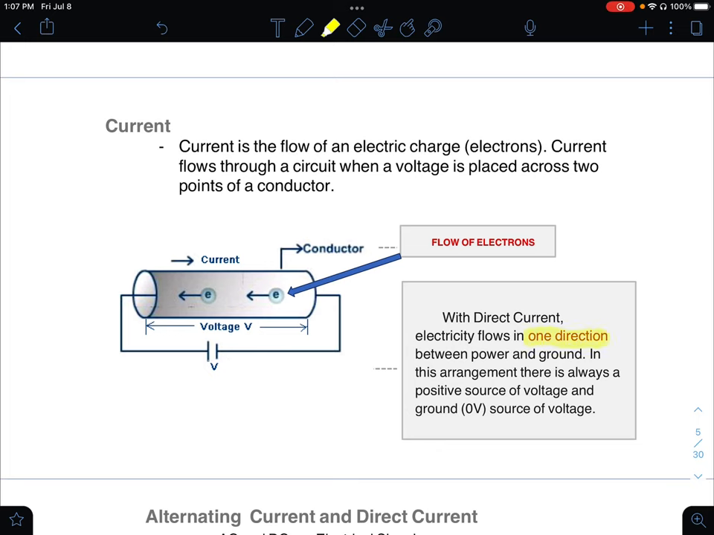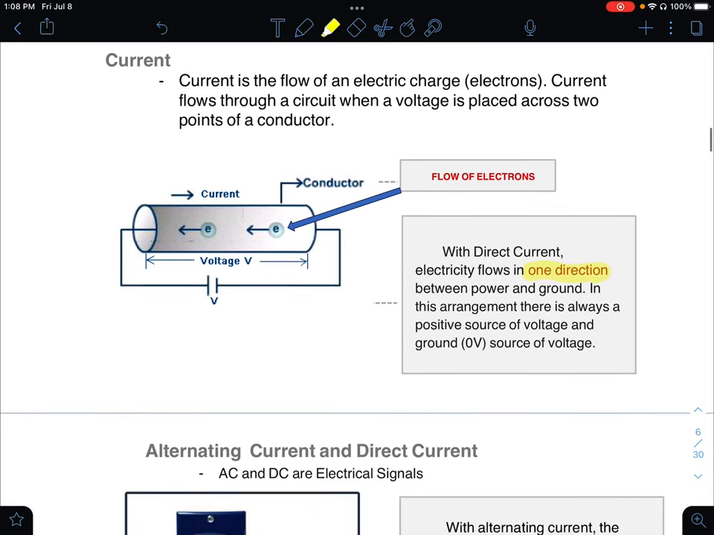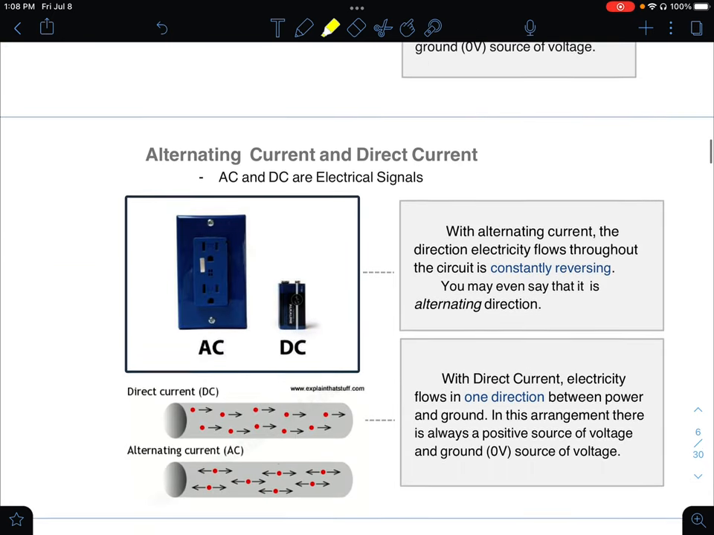So in this arrangement, there is always a positive source of voltage and ground. A very common example that we can see is a battery, positive and negative. Okay, so what is an alternating current? An alternating current, and actually the DC or the direct current, they are electric signals.